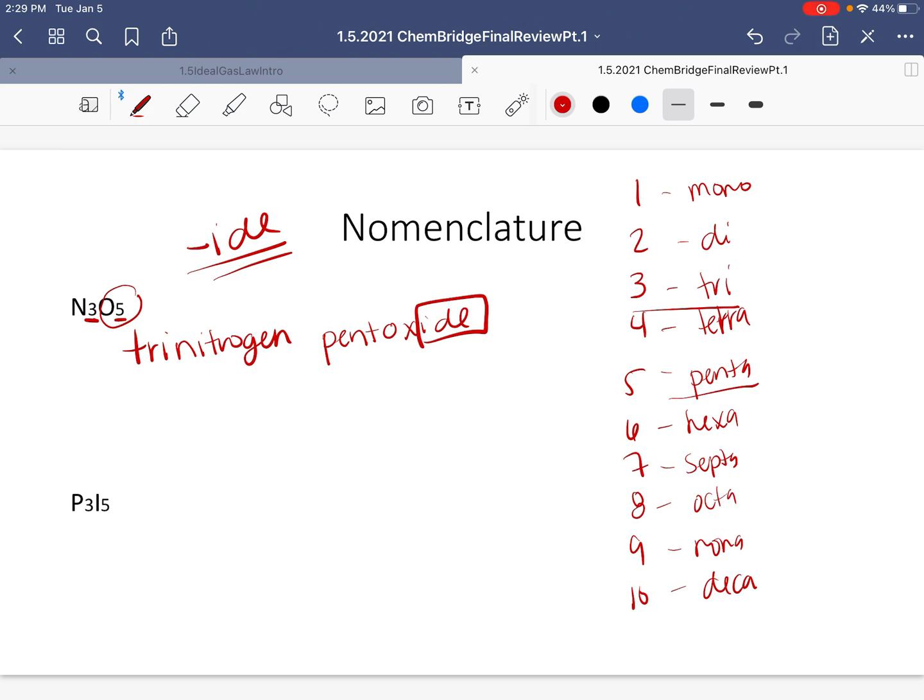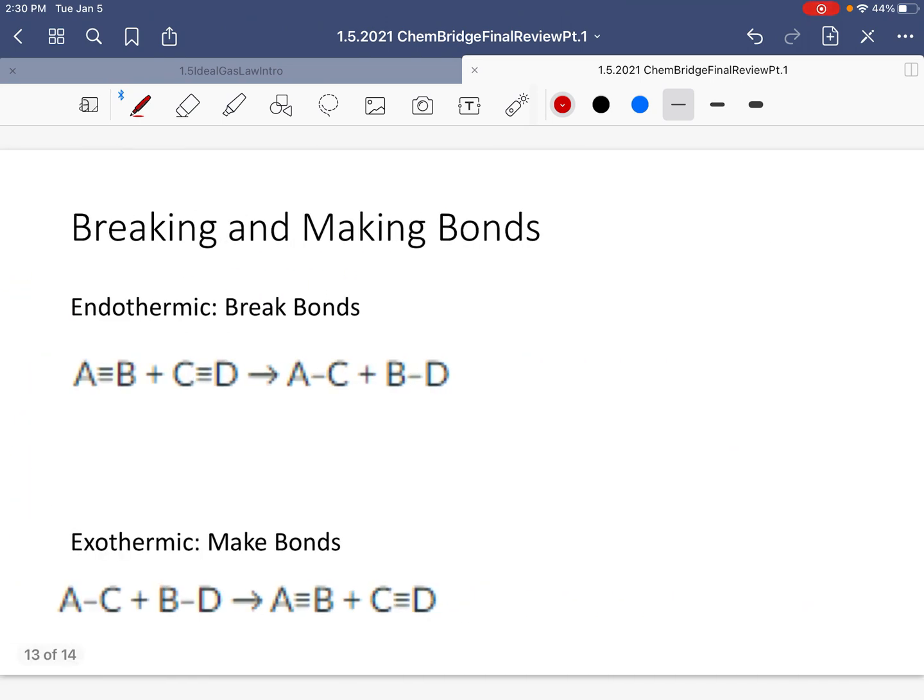And then here we have phosphorus and iodine. So I have 3 phosphorus and iodine. So 3 means tri-phosphorus. Again, remember your first name stays the same, but your last name gets that IDE. I have 5, so it's penta-iodide. That IDE ending. You can also Google it, guys. I won't hold that against you to make sure you have the correct writing on it.